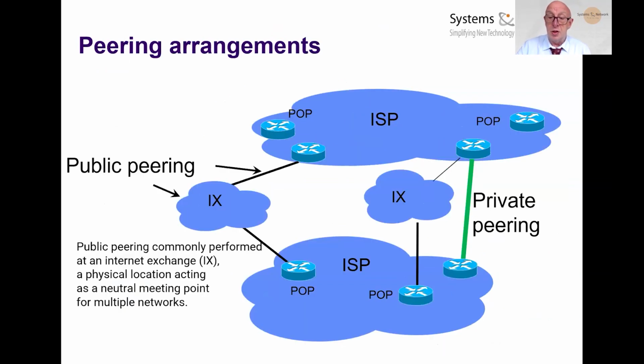And there we have it. So now a peering arrangement, and you can see quite clearly here, we've got the IX, the IXP here, a network down here, a provider up here, fine. Public peering is commonly performed at an IX, and it's a physical location here. Absolutely, it's that neutral meeting point. We know that. You've got the same thing here, but we also have a private connection as well. So that just illustrates private and public peering.